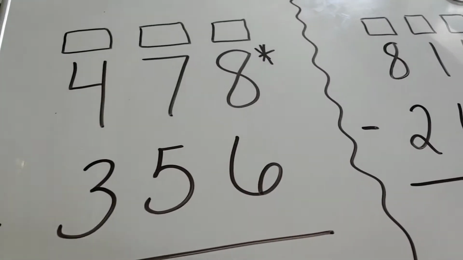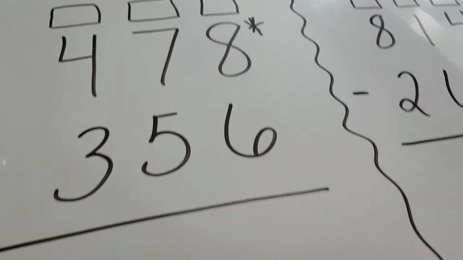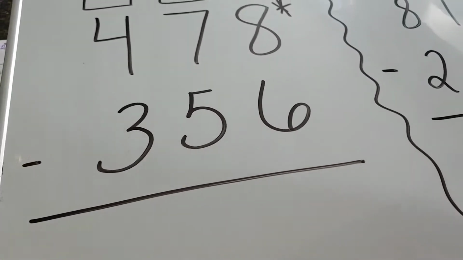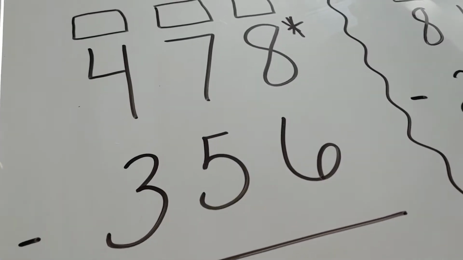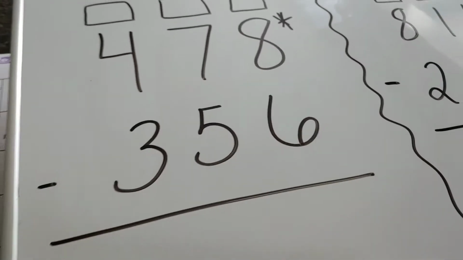Okay, so I begin in the ones. 8 minus 6. Well, more on top or more on the floor? It looks like there is more on the top, and I can subtract with no need to stop. 8 minus 6 equals 2.